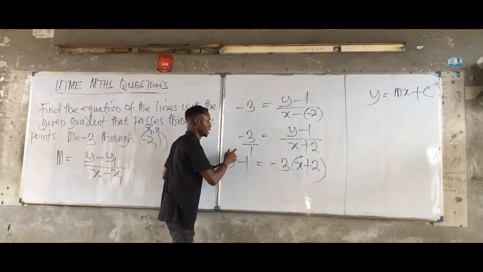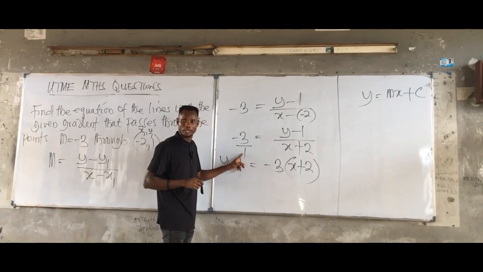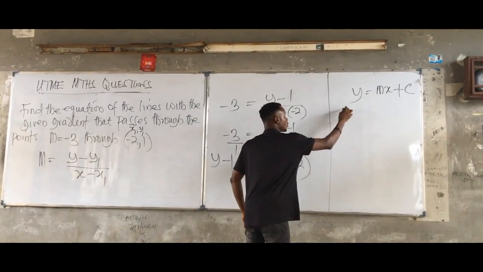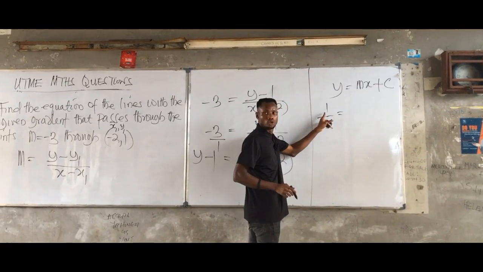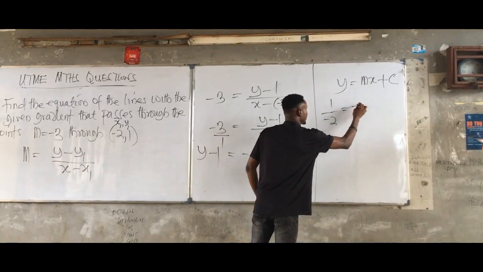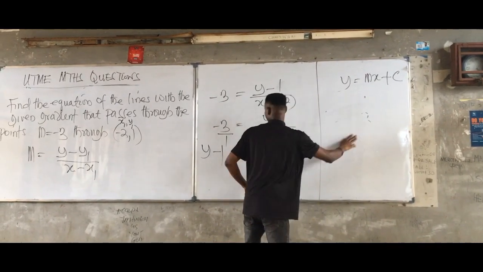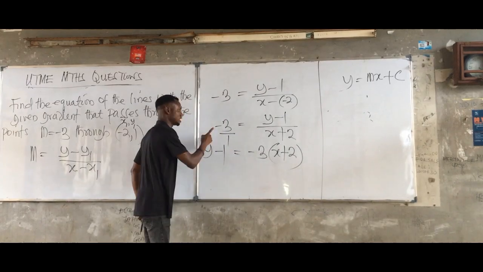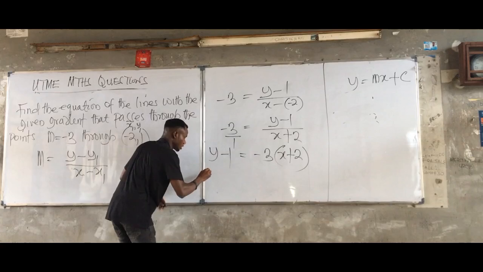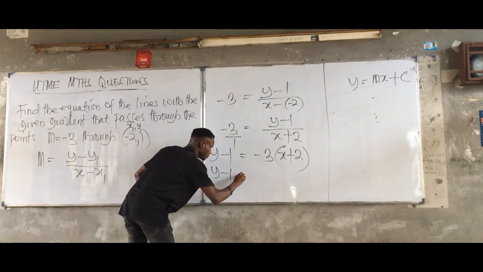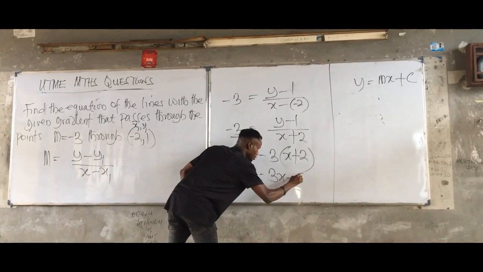Now this minus here is only affecting the numerator. It's not affecting the denominator. Because if I have something like this, 1 over minus 2, the minus is always at where? The numerator. This is the same thing as minus 1 over what? 2. Please take note. So this minus here is only affecting the numerator, not what? The denominator. So let's open the bracket here. This is the same as y minus 1 is equal to minus 3x minus what? 6.